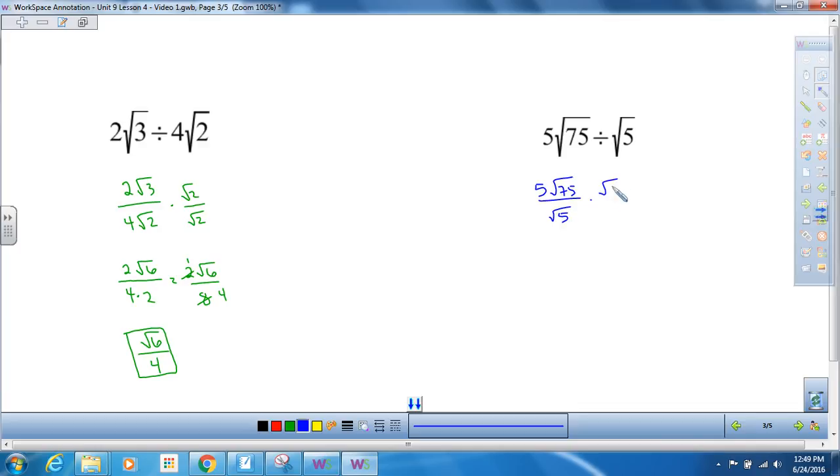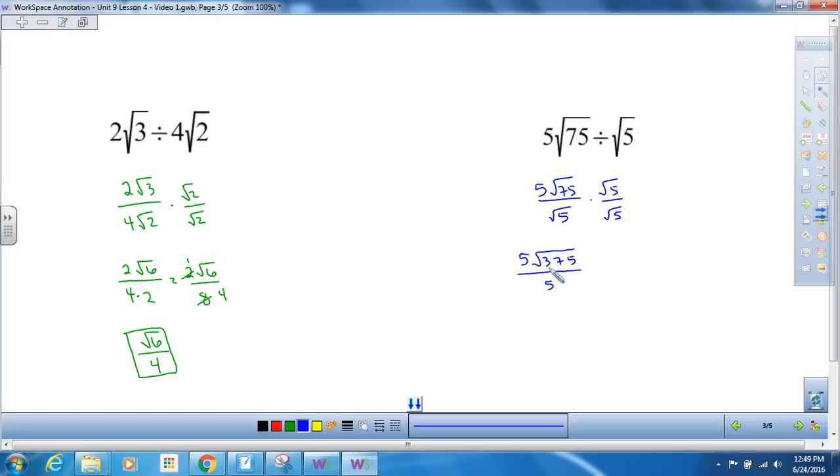So I multiply top and bottom by square root of 5. I get 5 on the bottom. I can do 75 times 5. So 75 times 5 is 375 over 5. The 5s will cancel, so you can do that now, or we can wait to the end. We can simplify our radical first.